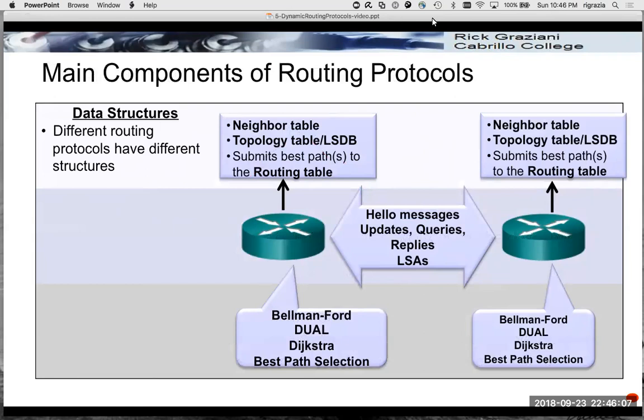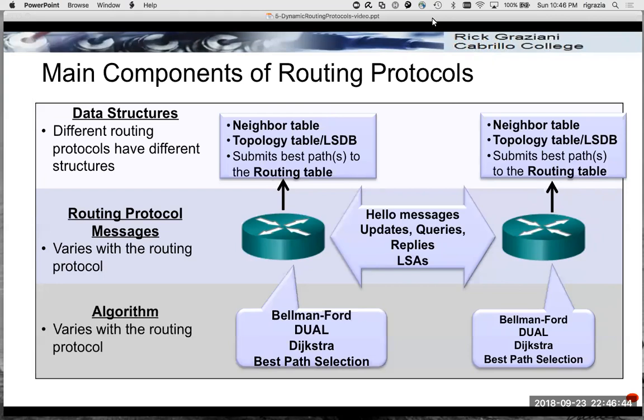Well, we have data structures, and these, again, high-level view, may include things like neighbor tables, topology tables, link state databases, and we'll learn about these when we get into the various routing protocols. But they typically submit their best path to the IP routing table. Routing protocols exchange messages, hello messages, updates, queries, again, depending upon the routing protocol, what kind of messages these are. This is how they learn about their neighbors, how they exchange routing updates, etc. And to determine the best path, they use some sort of algorithm, Bellman-Ford or Dijkstra.